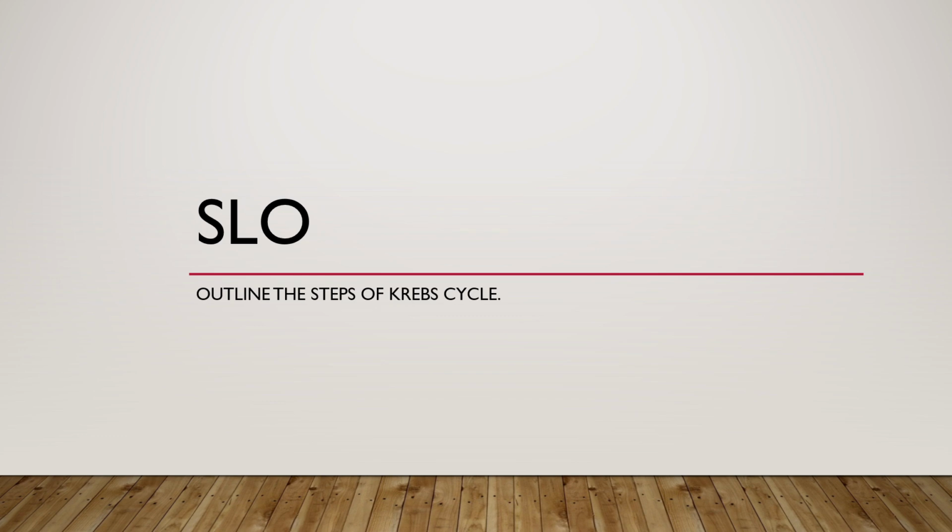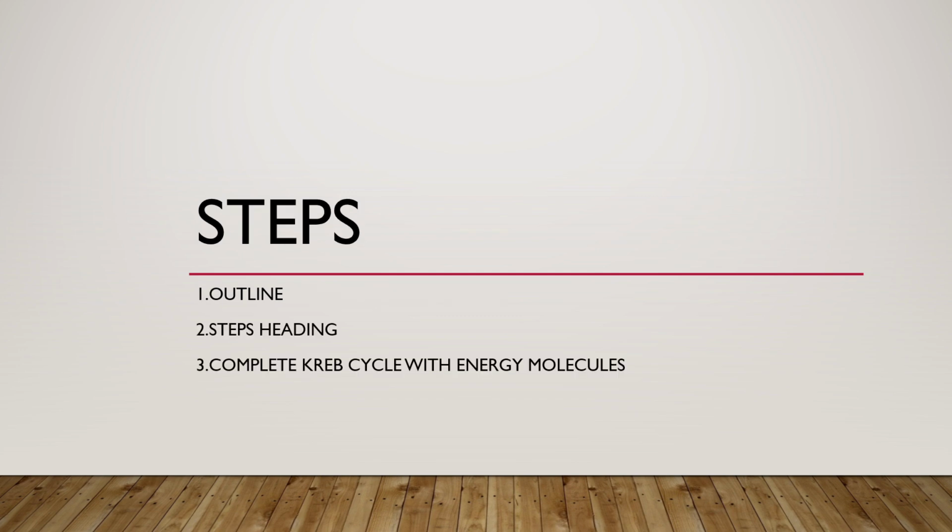So dear students, outline means you have to give main steps in order with brief explanation. You have to explain this Krebs cycle in order with a brief explanation. I have divided this Krebs cycle into 3 steps. To understand the Krebs cycle easily, you can divide it into 3 parts.